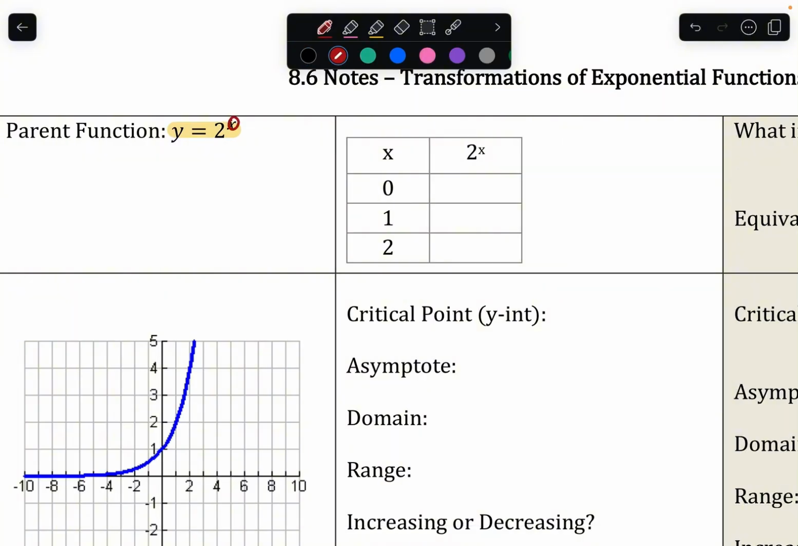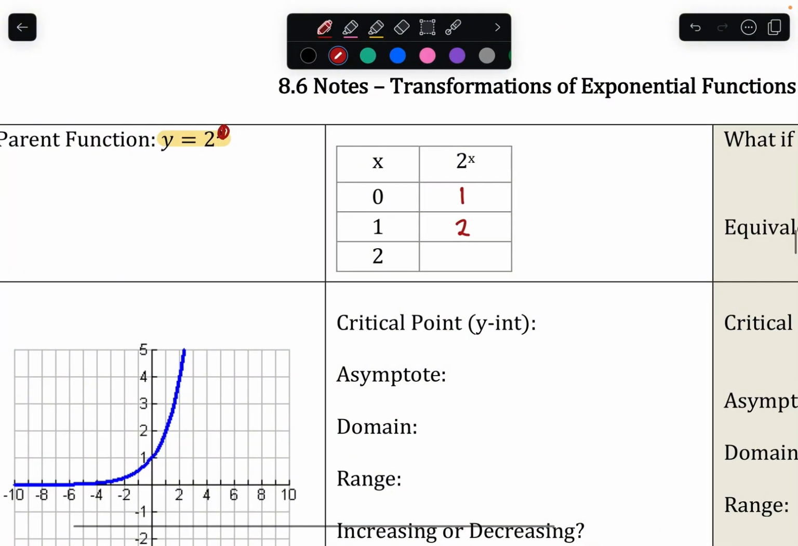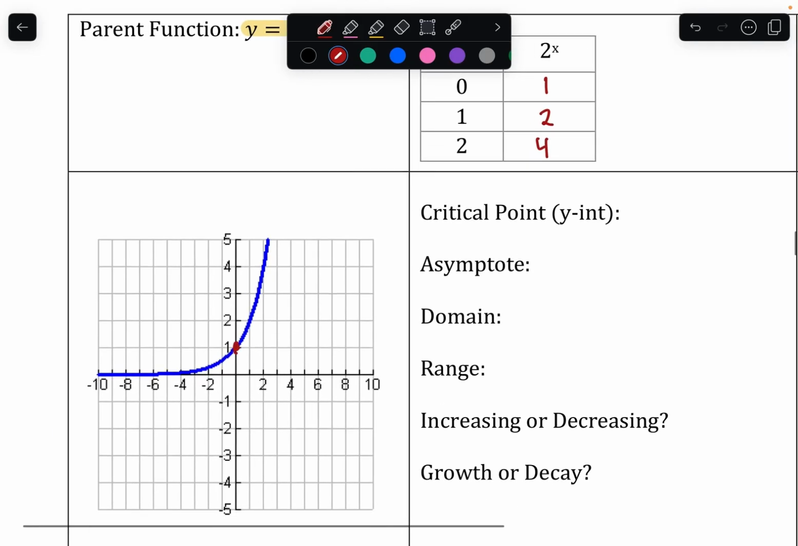Okay, and so just to get some points that we can graph, if you plug in 0 for x, anything to the 0 power is 1. If we were to plug in 1 for x, 2 to the first power is 2. And then if we were to plug in 2 for x, 2 squared is 4. So we have the point 0, 1. We have the point 1, 2. And then we have the point 2, 4.